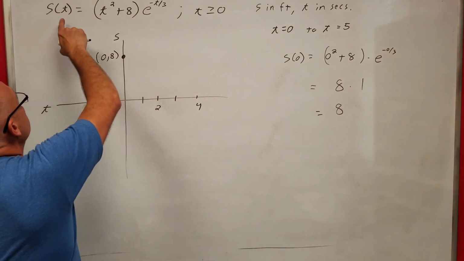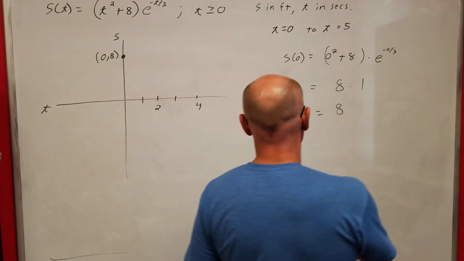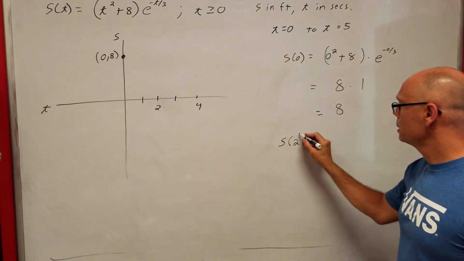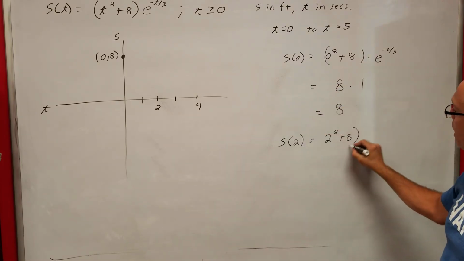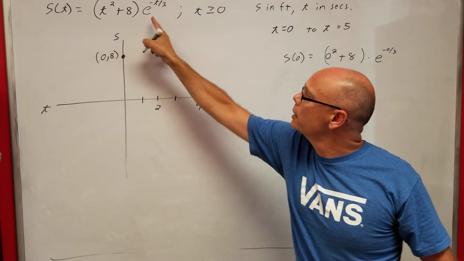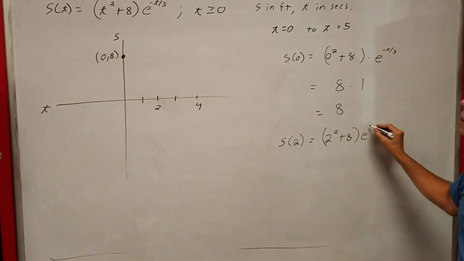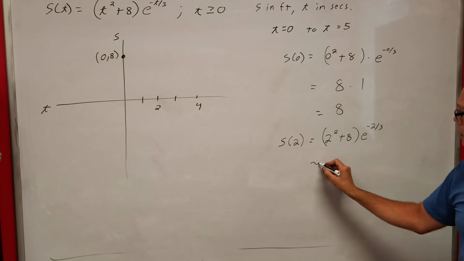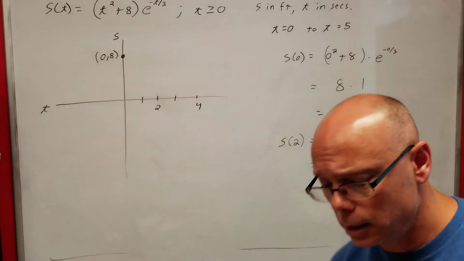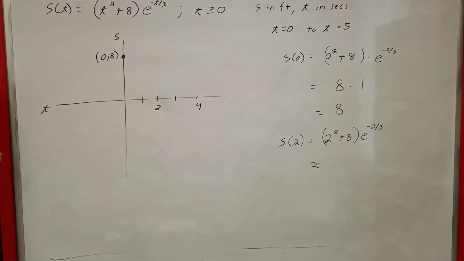So I'm going to need to plot a point at 2 and a point at 4. So let's evaluate S at 2 to see where I'm at. S at 2 is equal to 2 squared plus 8 times e to the negative 2 over 3. And this wants me to round at the end anyway. So if I do this calculation and round, I'll have to put it in my calculator. Sorry for boring y'all with this. I didn't have it set up ahead of time.